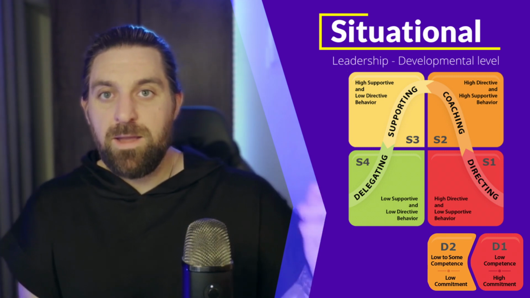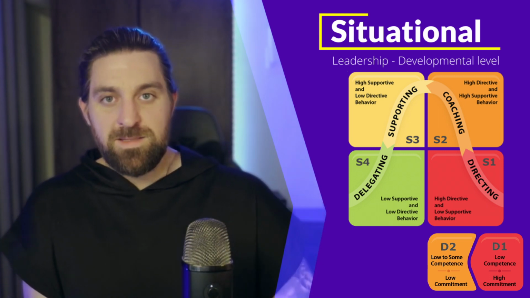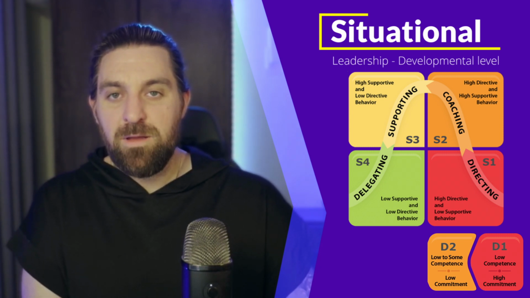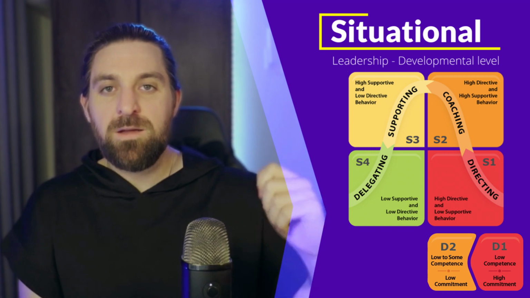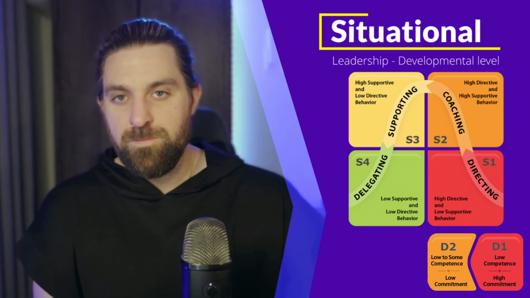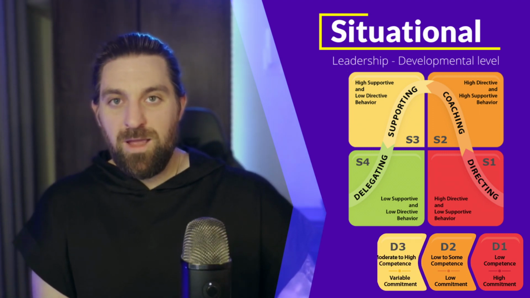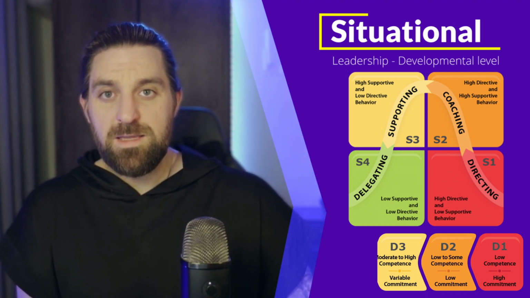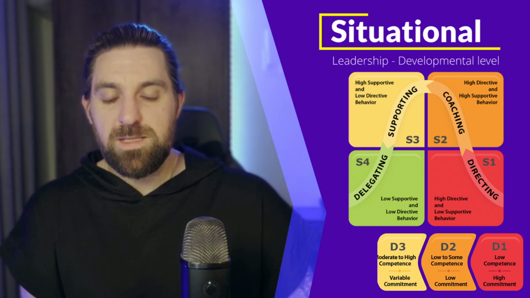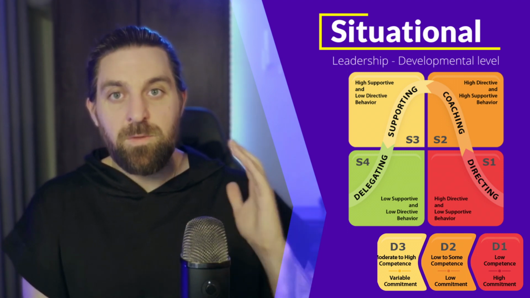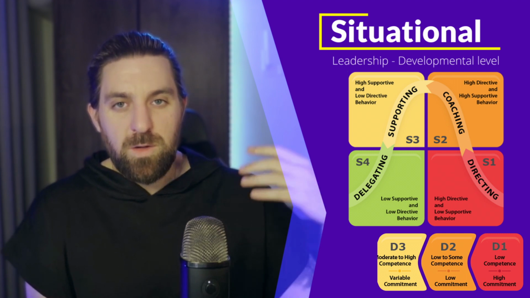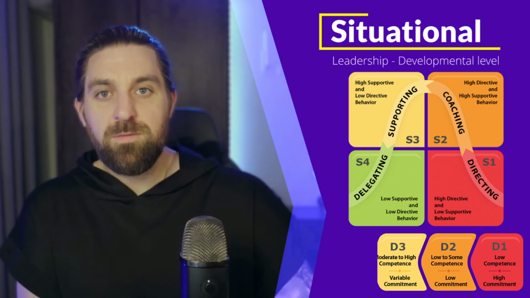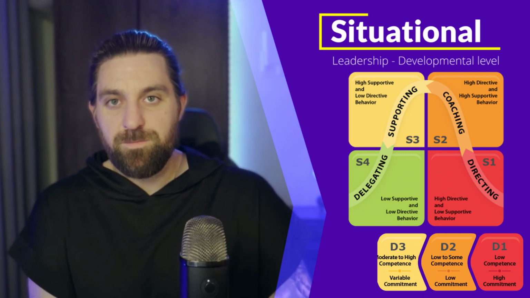Some time goes by, and now John is a star. He understands our systems inside out, he's capable of performing any technical task given, but lacks confidence when it comes to taking responsibility and ownership for them. This is the D3 level, where we have high level of competence and a variable level of commitment. Here, a supporting leadership style works best. You transition from a teacher to a facilitator. You listen to John's ideas, provide support, boost his confidence, and motivate him to take ownership of his tasks.